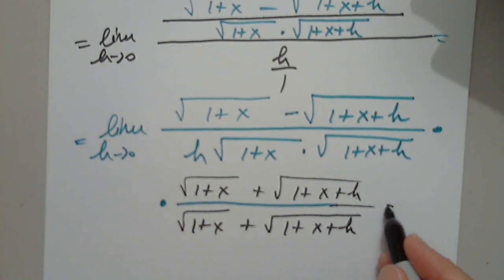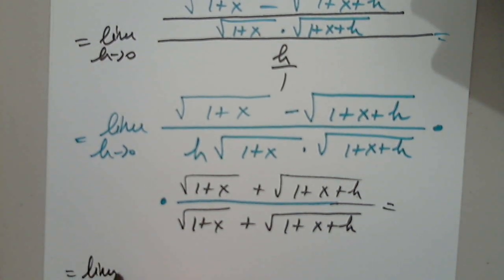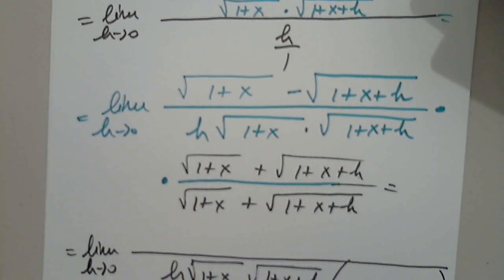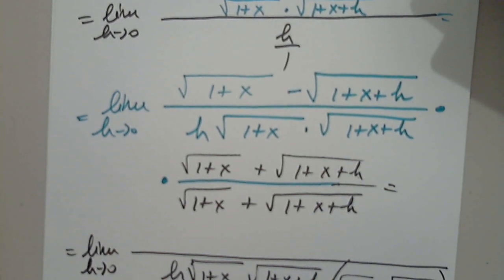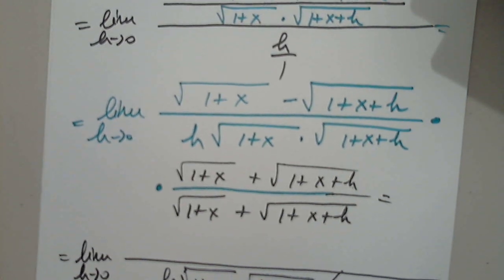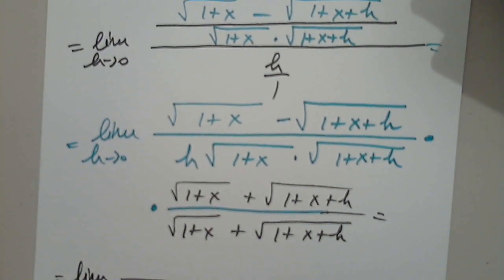Now the denominator is awful. 1, 2, 3, 4 factors. H, the square root of 1 plus x, the square root of 1 plus x plus h times this, in parentheses, the square root of 1 plus x plus the square root of 1 plus x plus h. Now I have to be very careful with the numerator.